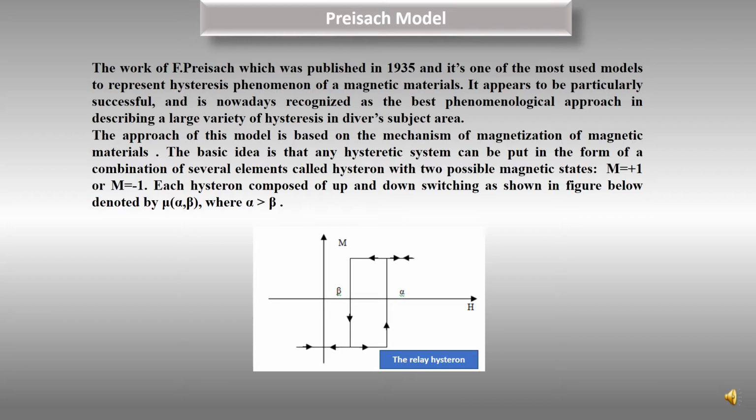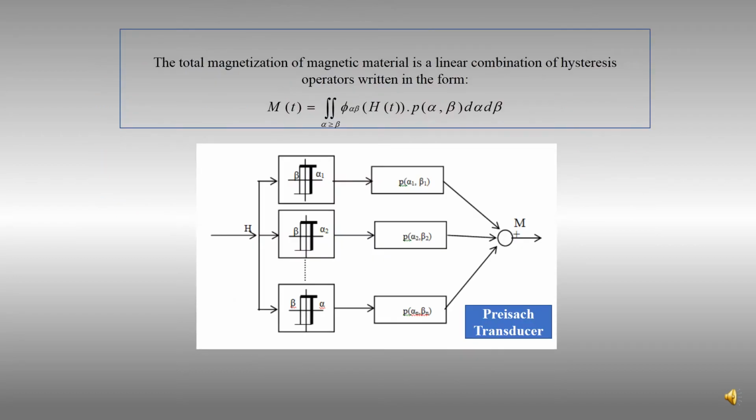It's based on the mechanism of magnetization. The basic idea behind it is that any hysteretic system can be put in the form of a combination of several elements called hysterons, as shown in the figure below. At any given state of the magnetic field, designated by H, the output magnetization, designated by M, has to be either in the up or down state.